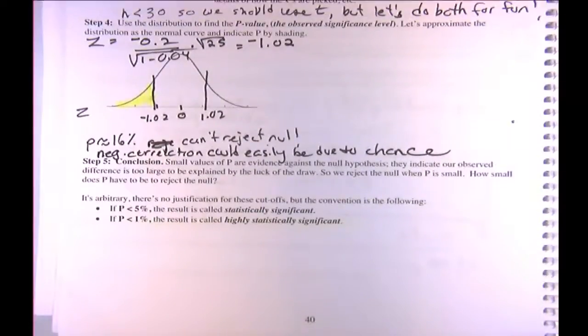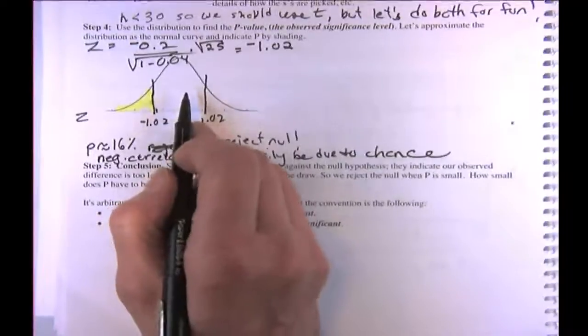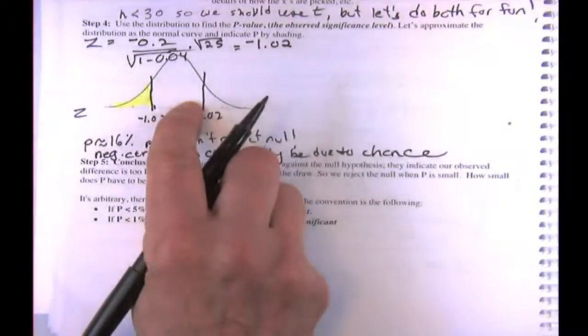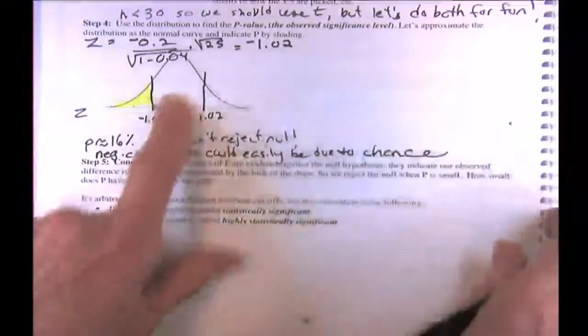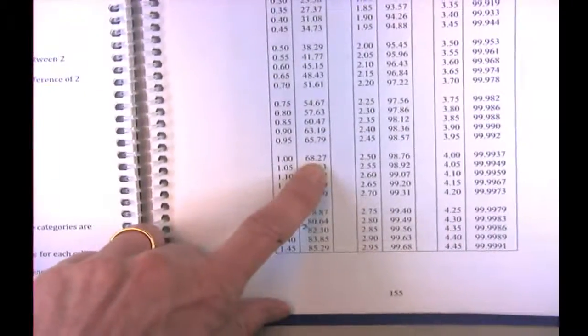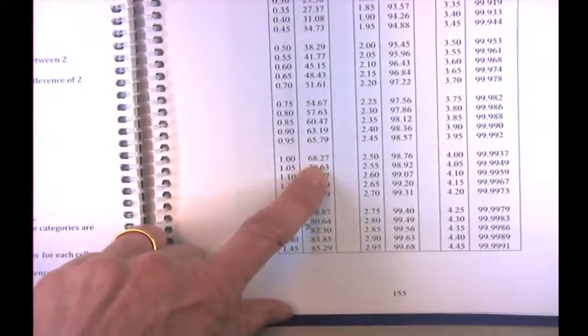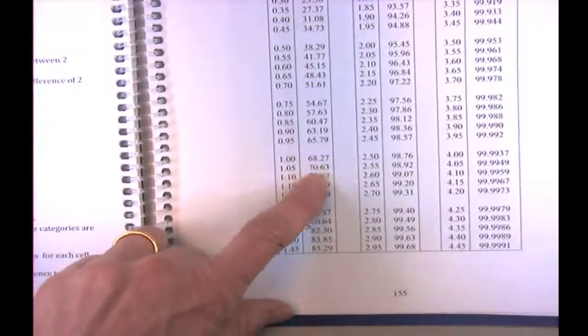Where am I getting 16%? Good question. I estimated it. We can figure it out exactly in a minute. But you know what I did? Where I got it from was that here it's about 68%, a little bit more. So the tail is going to be a little bit less. Let's go to our calculator because we're going to have to do that anyway for the t, and we'll fill that in and you'll get it, okay?